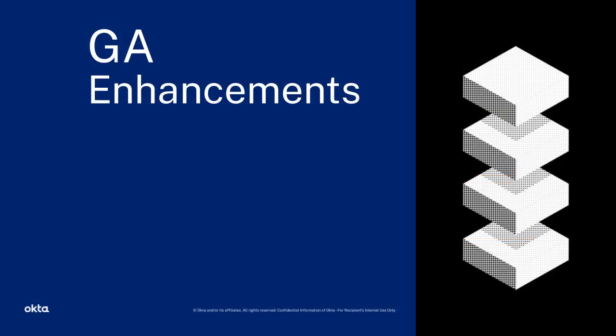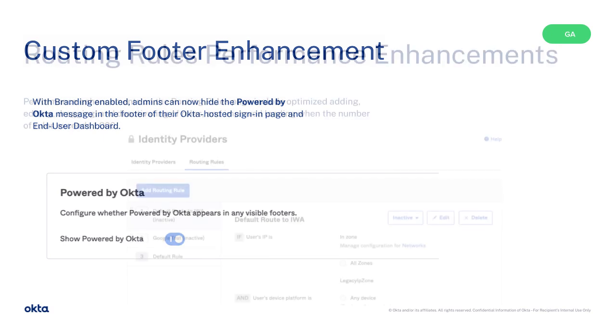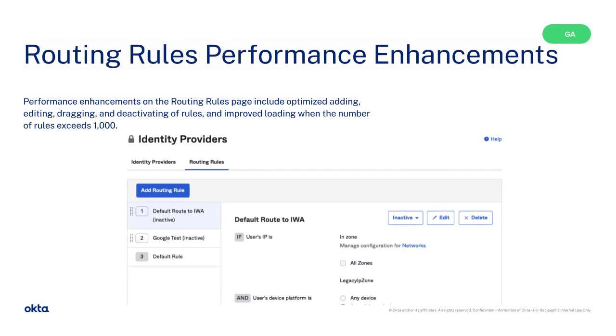Moving on to GA enhancements. With branding enabled, admins can now hide the Powered by Okta message in the footer of their Okta-hosted sign-in page and end-user dashboard. Performance enhancements on the routing rules page include optimized adding, editing, dragging, and deactivating of rules and improved loading when the number of rules exceeds 1,000.